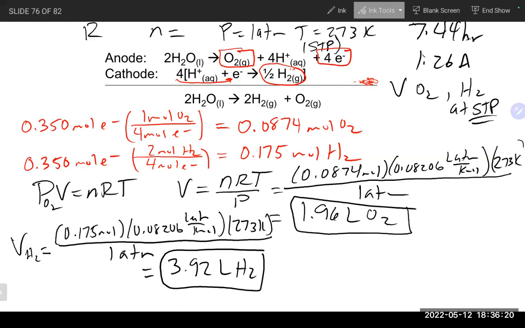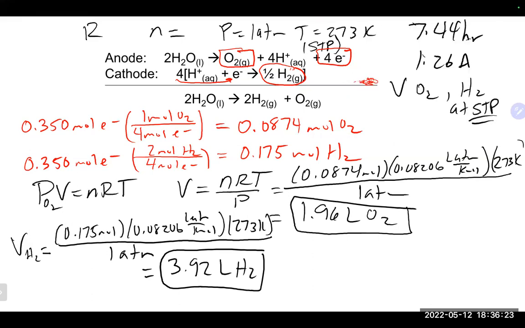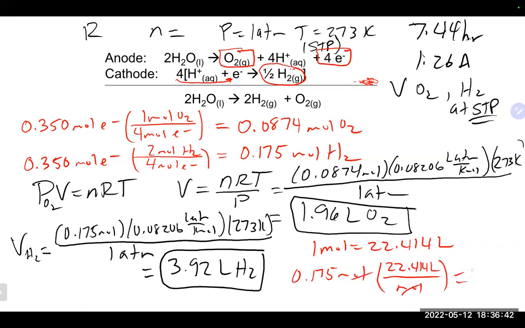I could have, if you remember this relationship, that since we were at STP, 1 mole of any gas equals 22.414 liters. So you could have just taken the moles of either one, really, 0.175 moles, and times it by 22.414 liters, and that should pretty much give you that number as well. That is because it's at STP. That's the only time you can use that relationship, by the way. Otherwise, you could clearly just stick it into the ideal gas law and not a problem.